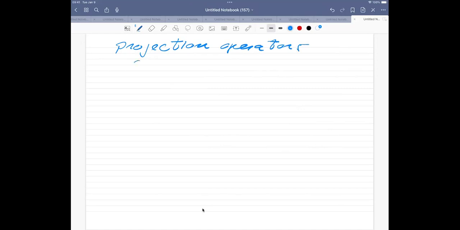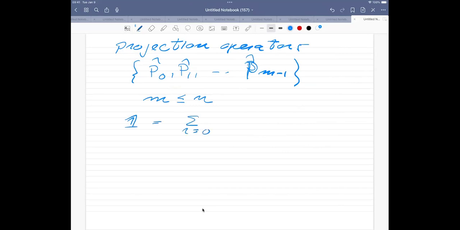We could now say that we are just looking at a set of operators, P0, P1, etc., up to some P of m minus 1. In total we have n operators, but m can be equal to or less than n. And we have a completeness relation, which states that if we sum up over i equals 0 up to n minus 1, this is given by the identity.